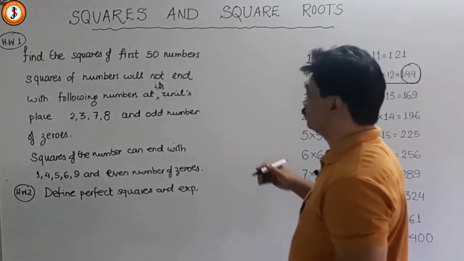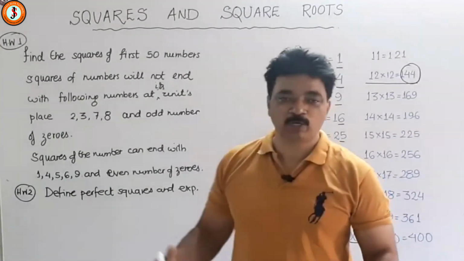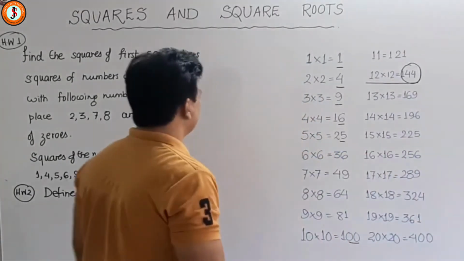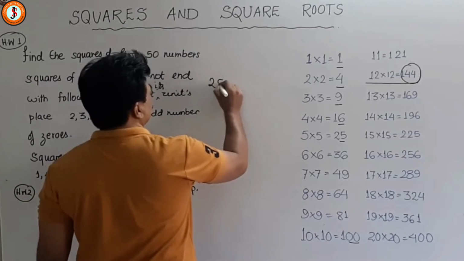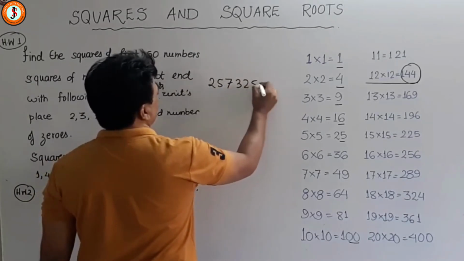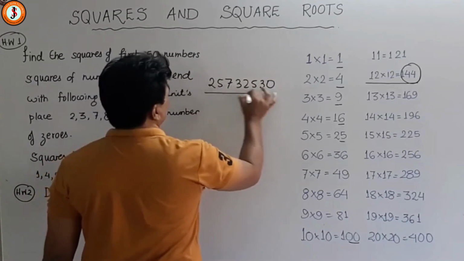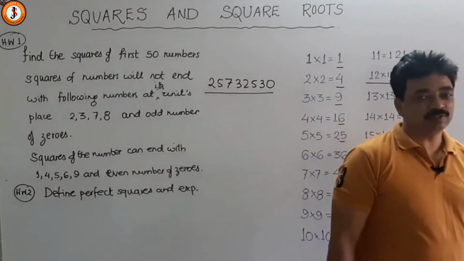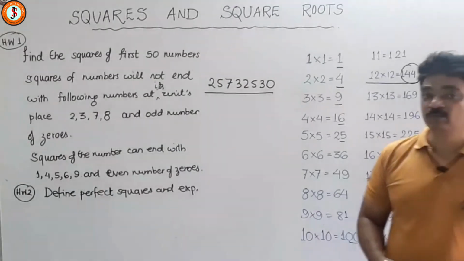So today you can tell at home that you are operating with very, very big numbers, and in seconds you can tell the answers. Say for example, if I ask 2, 5, 7, 3, 2, 5, 3, 0, is it a perfect square? You straight away say no. Why? What is the reason? Because it is ending with an odd number of zeros.